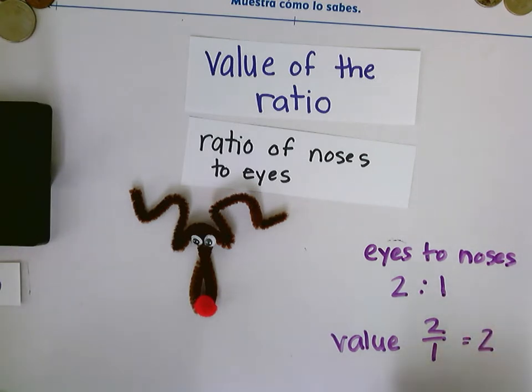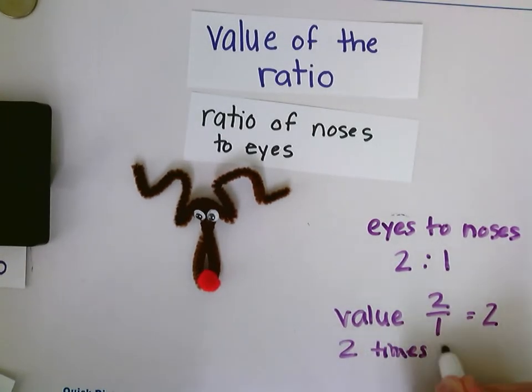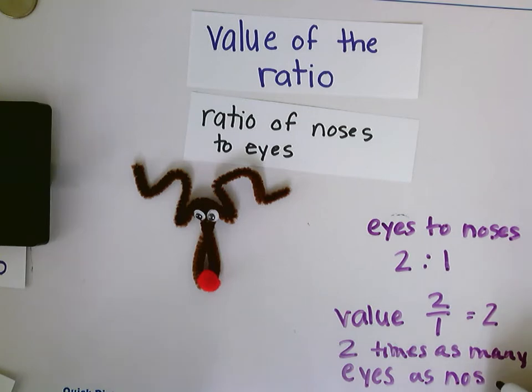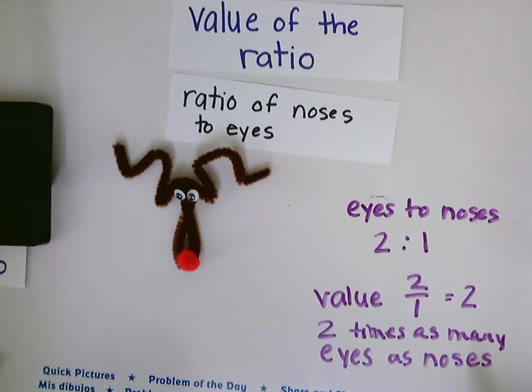And I can interpret this by saying there are 2 times as many eyes as noses. So there's 2 times as many eyes as noses. That's a way that we could interpret what that ratio of 2 to 1 means.